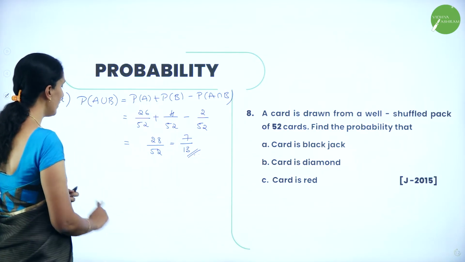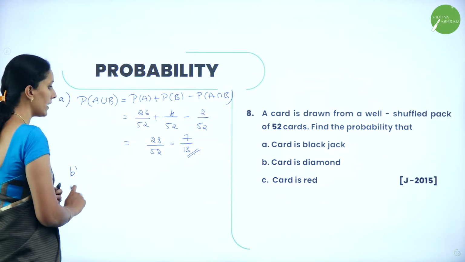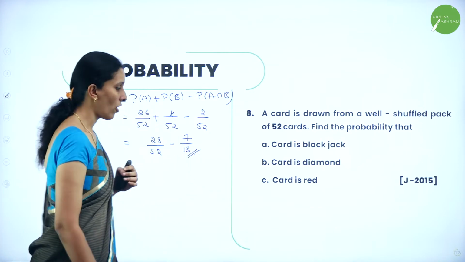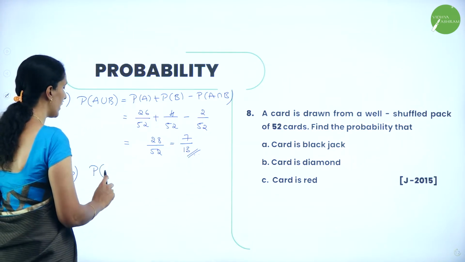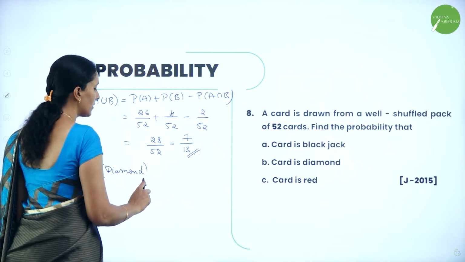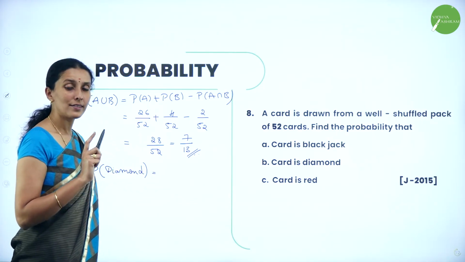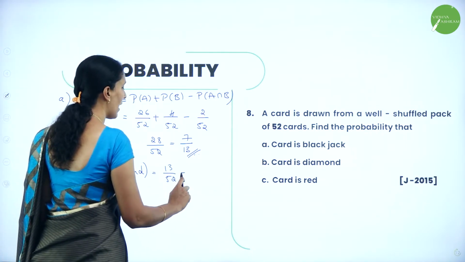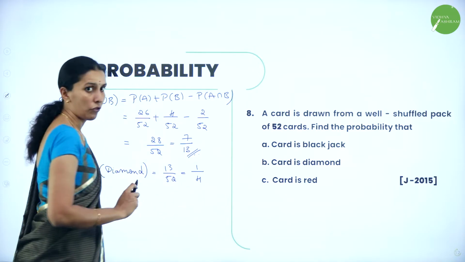Next they have given the card drawn is diamond. What is the probability that the card drawn is diamond? So we have one suit of diamond, that is 13 cards out of 52 cards. Therefore the value is 1 divided by 4.